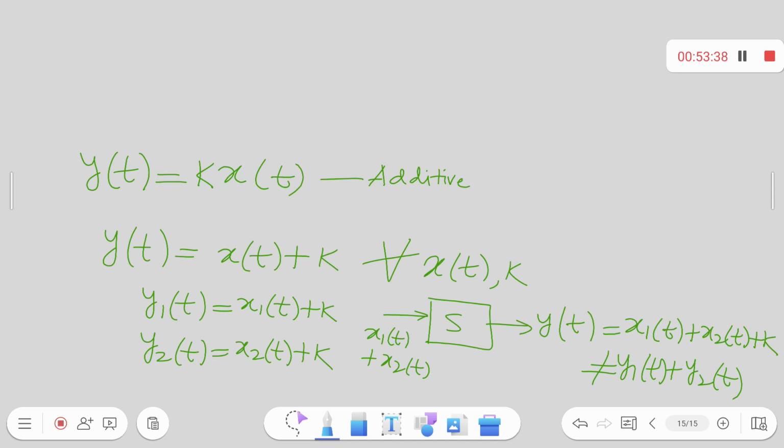So when you check properties for a system, then it has to be true for all. That "for all" is very important. So you understand now what is meant by the additive system. Okay. Now let's move to the second property, that is the homogeneity. What is that?